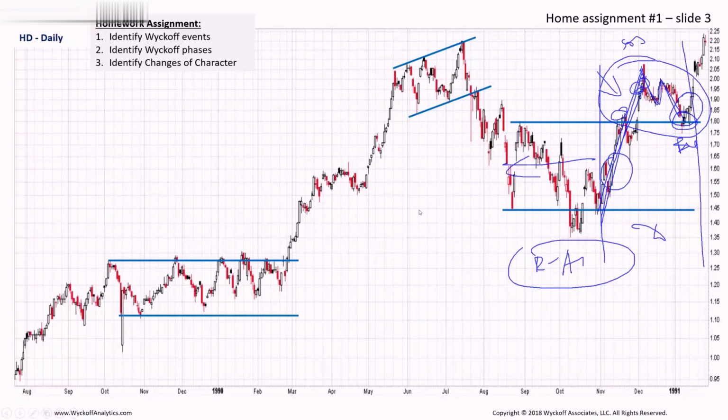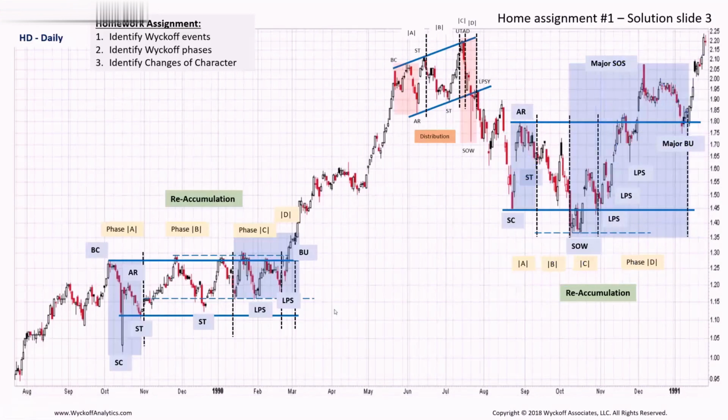Okay, let's have a look at how I label it. Okay, so I put phase A here at this test. I'm thinking that still, this is phase A right here. But let's just leave it as is. Okay, let's see what kind of questions we have.